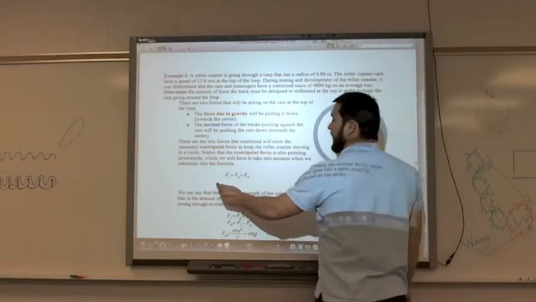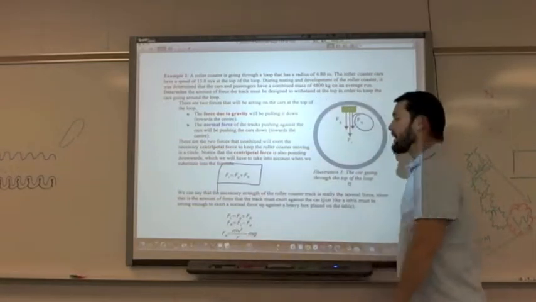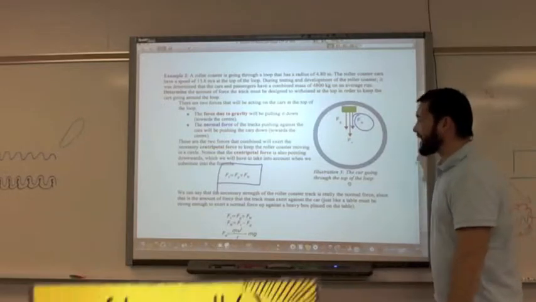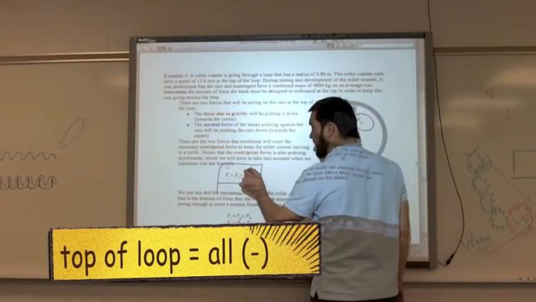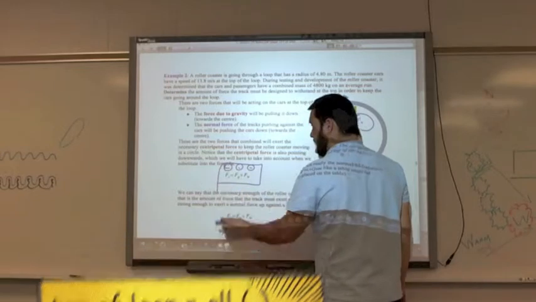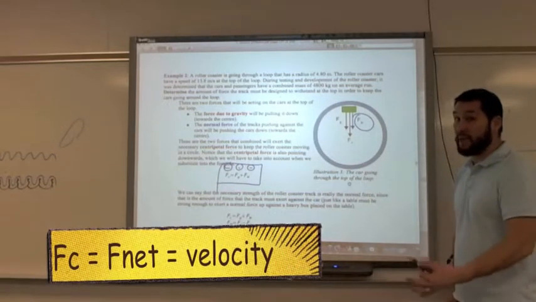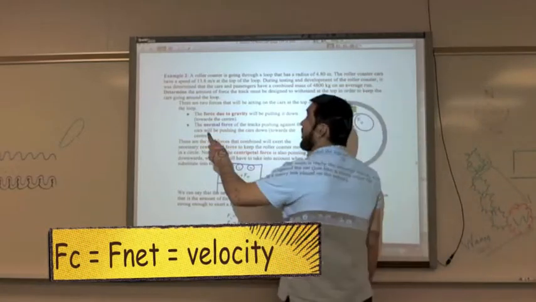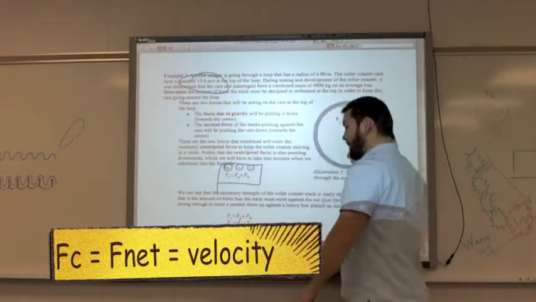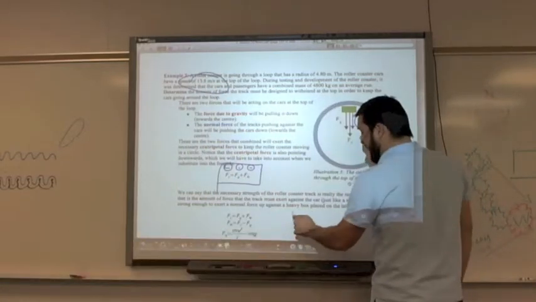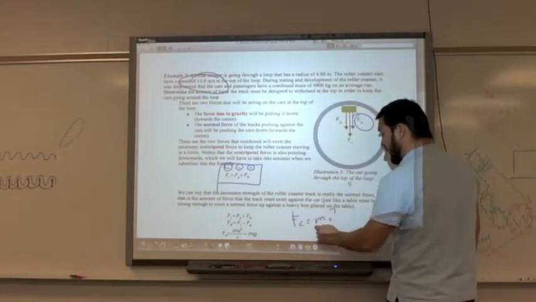So same formula: Fc is equal to Fg plus Fn. Direction-wise, all three of these should be negative in the downward direction. Now, net force is your centrifugal force. So I have my velocity here, and I can do basically Fc is equal to mv squared over r.